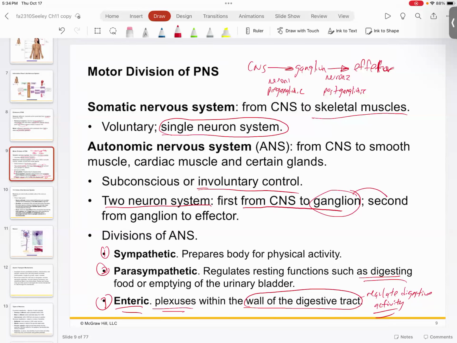Because there's so much regulation and so many things going on in the digestive system, this autonomic nervous system kind of hands off, or delegates, the control of that digestive system to the ENS, the enteric nervous system.